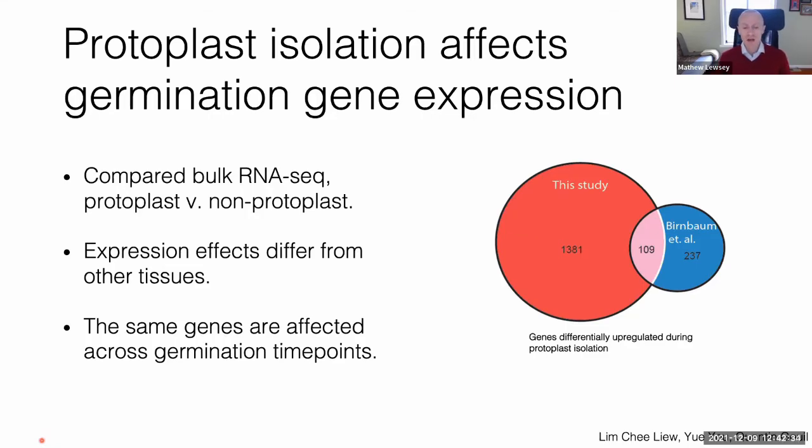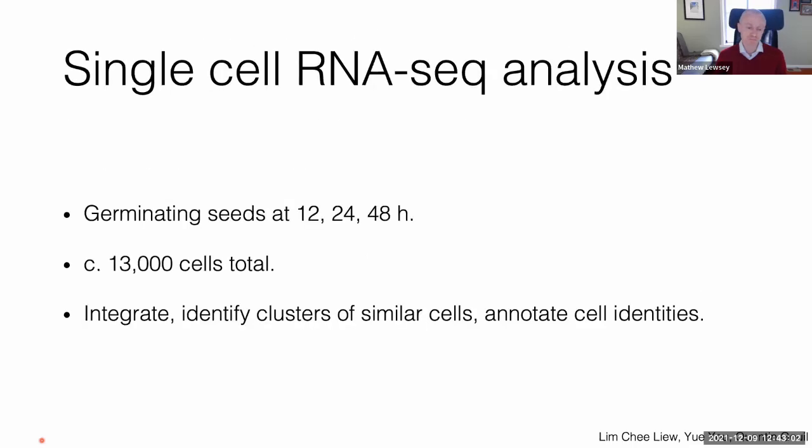Conveniently, what we also found, though, was that these are not time point dependent. So we've looked at 12, 24, and 48 hours. The same genes are responding to protoplast isolation at each time point. It seems like there's a protoplast gene set for seeds. So now, having figured out that we need to gray list this set of, in total, about 2,000 genes up and down regulated, we can move on to looking at our single-cell RNA-seq experiment.